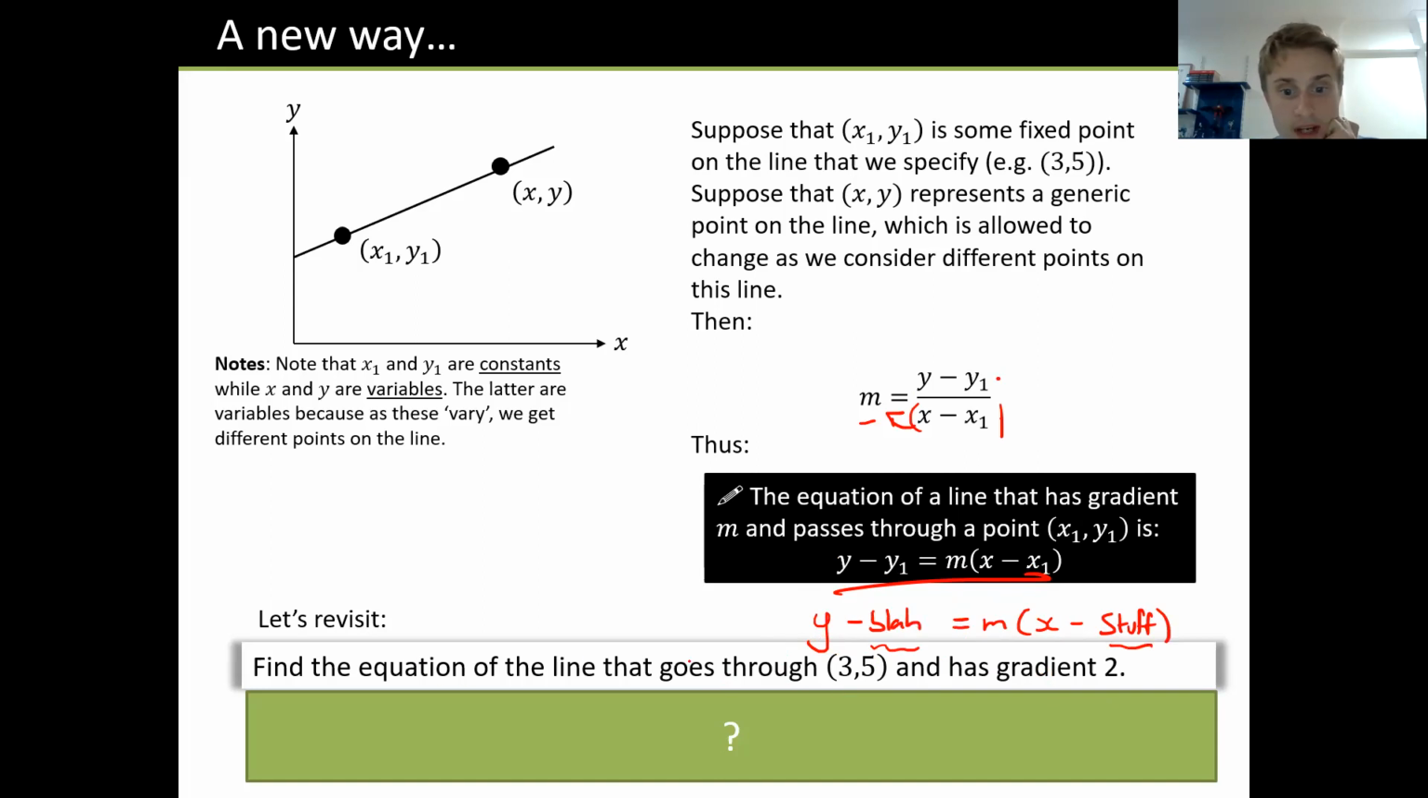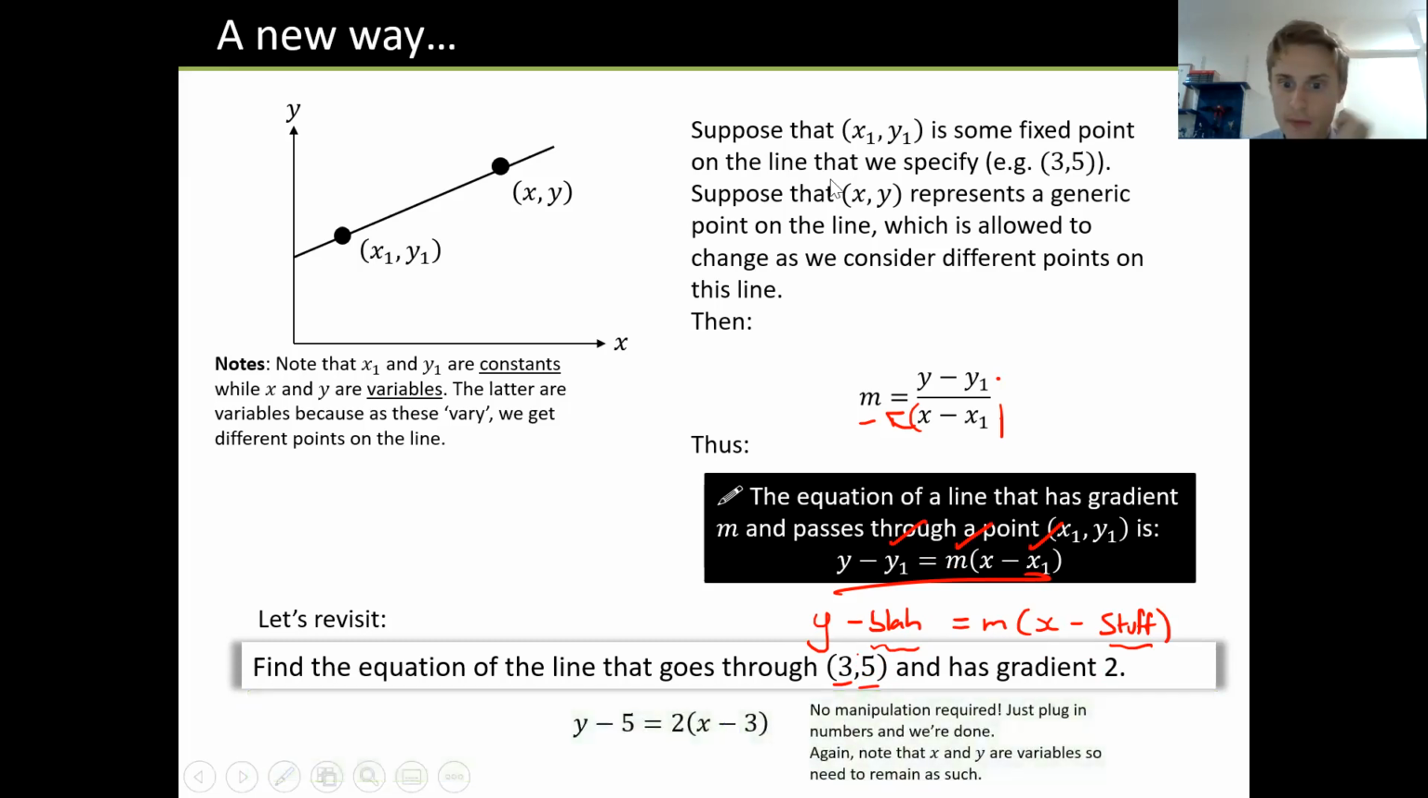So find the equation of a line that goes through (3, 5). That's an x1, y1, a coordinate pair. And gradient 2, that's an m. So this is enough information. In fact, in general, a point and the gradient is enough to find the equation of a straight line. Okay, so it would look like this.